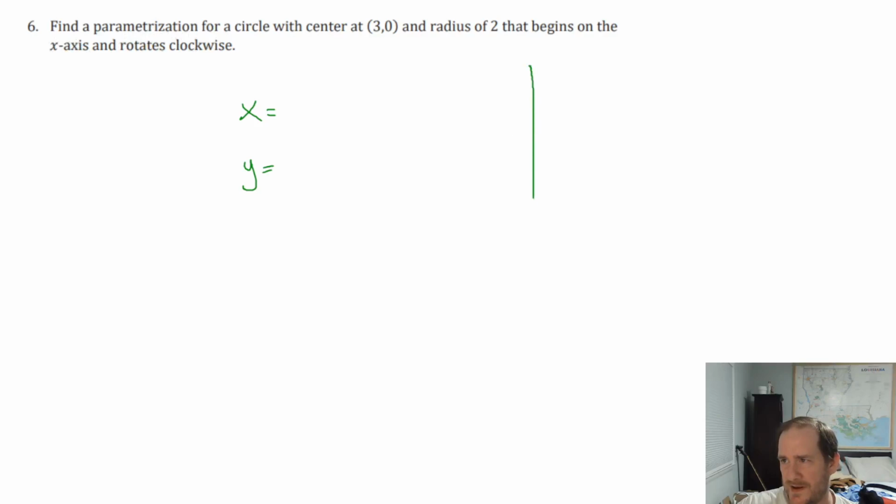So let's sketch that out. See what the heck they mean. We want to start at 3, 0. We want to have a radius of 2. So that puts me here, here, up to here, down to here.